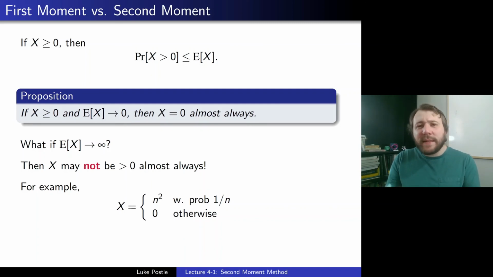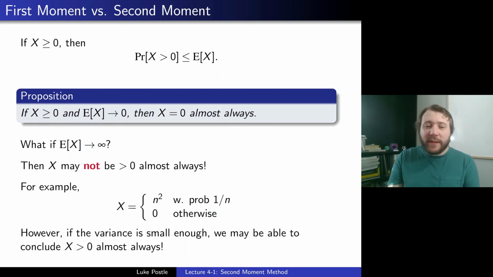And what makes this example pathological, what's the problem with it, is that it has high variance. So most of the weight is on 0, but there's this little bit out at n squared. So if you calculate the variance, it goes very large. It's more on the order of something like n cubed, which is much bigger than, say, the expectation of x squared. And so what we'll look at for a moment is that if the variance is small enough, we may be able to conclude that x is actually greater than 0 almost always.